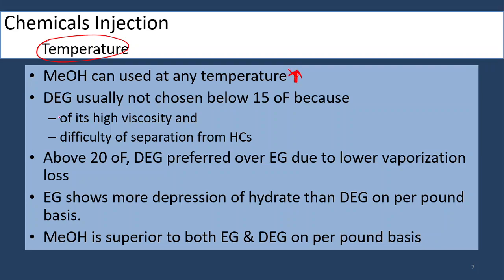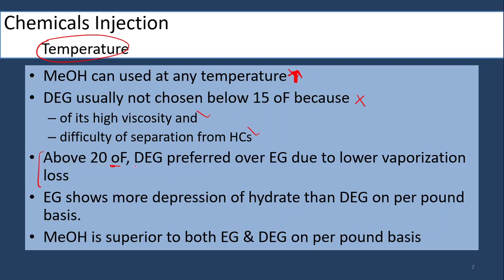advantage here. Dry ethylene glycol is usually not chosen below 15 degrees Fahrenheit. This is one of the problems, due to the high viscosity. The second is the difficulty of separation from the hydrocarbons because the miscibility will be very high. So above 20 degrees Fahrenheit, ethylene glycol is preferred over methanol due to lower vaporization losses.